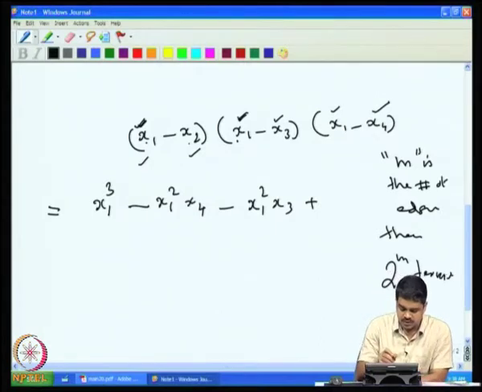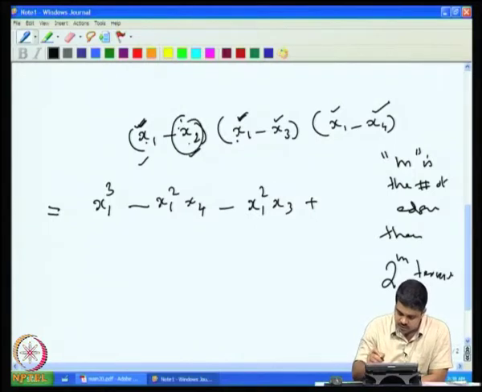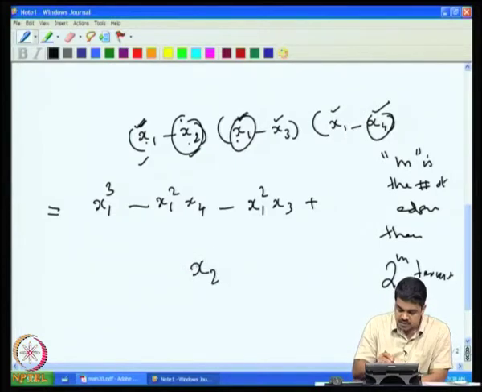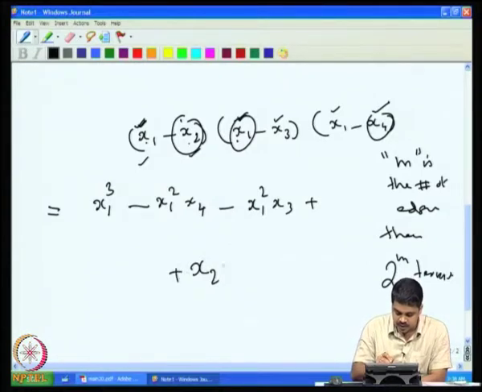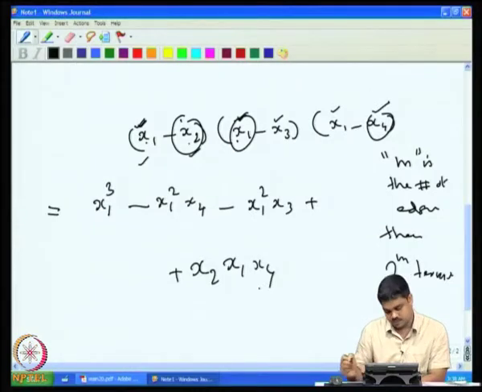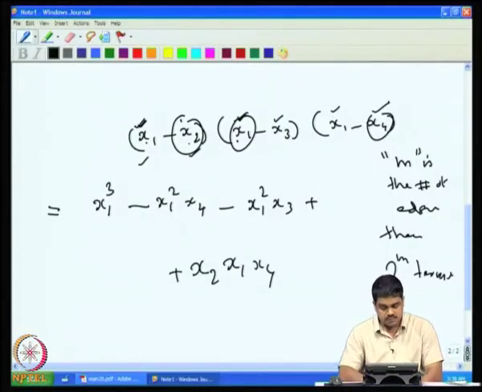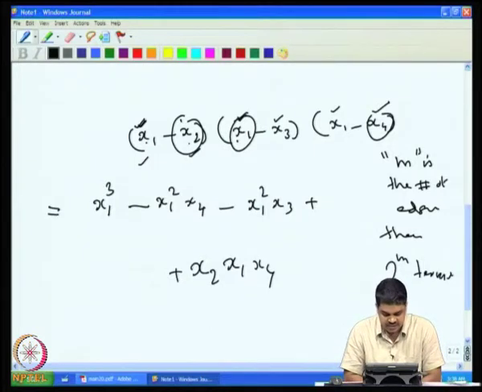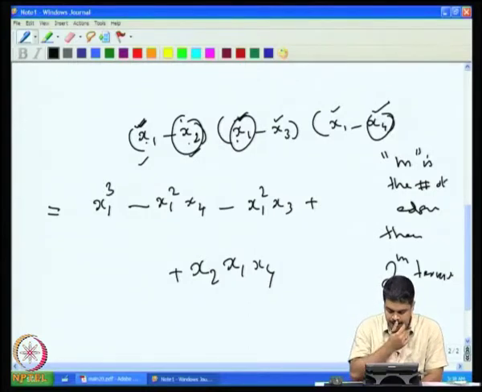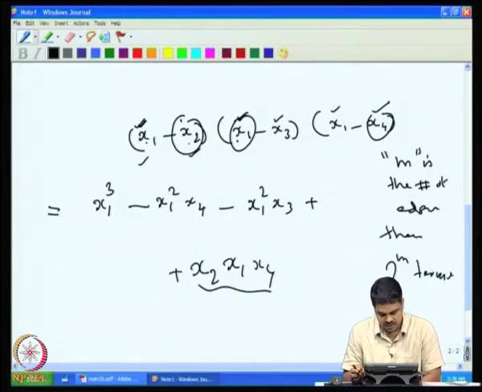So, for instance, you could have picked up here this minus x2, and you could have picked up this from here, and you could have picked up this from here. That is minus x2 and minus x4 and a plus x1 will make a total plus. So, this will be x2, x1, x4, this kind of terms, right. So, you see that corresponding to each edge we can pick up a term, and then we get monomials, 2 raised to m different monomials like that.